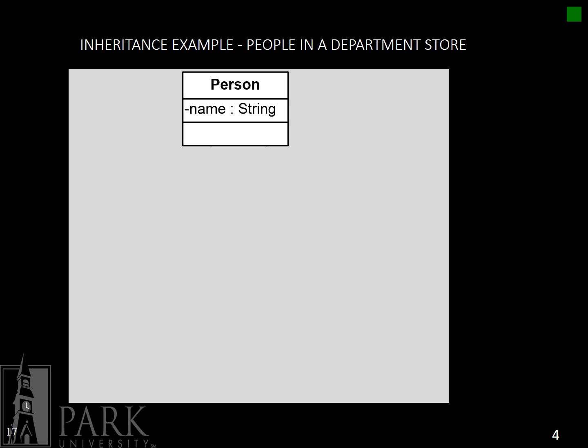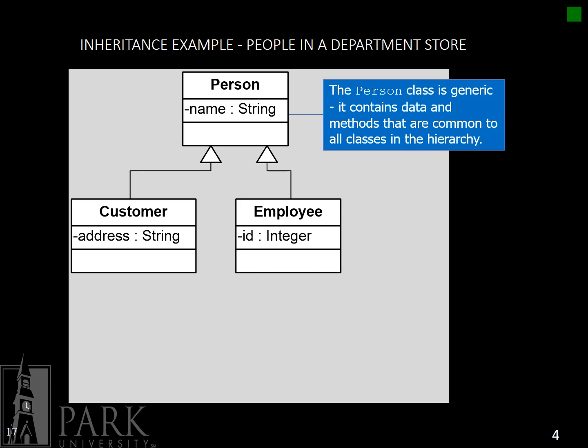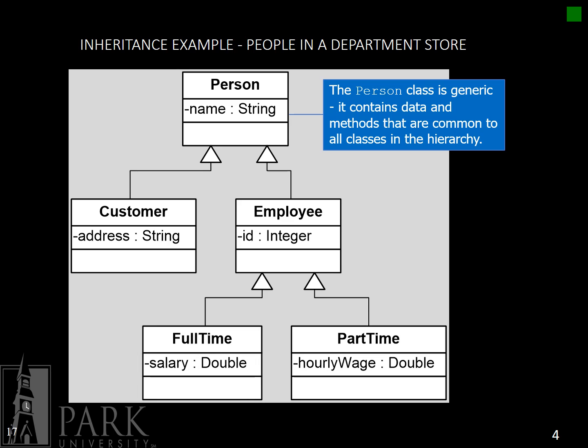So here's a UML class diagram for an inheritance hierarchy that keeps track of people in a department store. You can see that we start off with the person class. The person can be extended to create the customer and the employee class. The person class contains generic information such as name. We can further extend the employee class into 2 more classes, full-time and part-time. And as we get more specific or specialized, we add additional information about the object and behaviors that would not apply to the parent class.